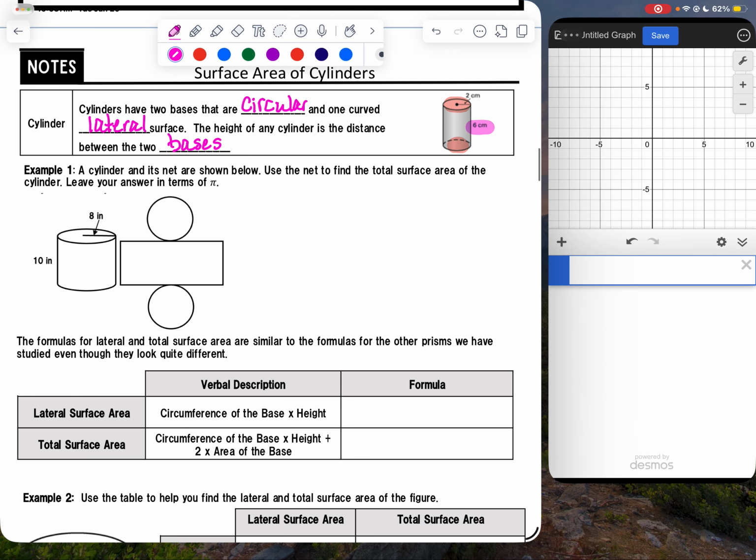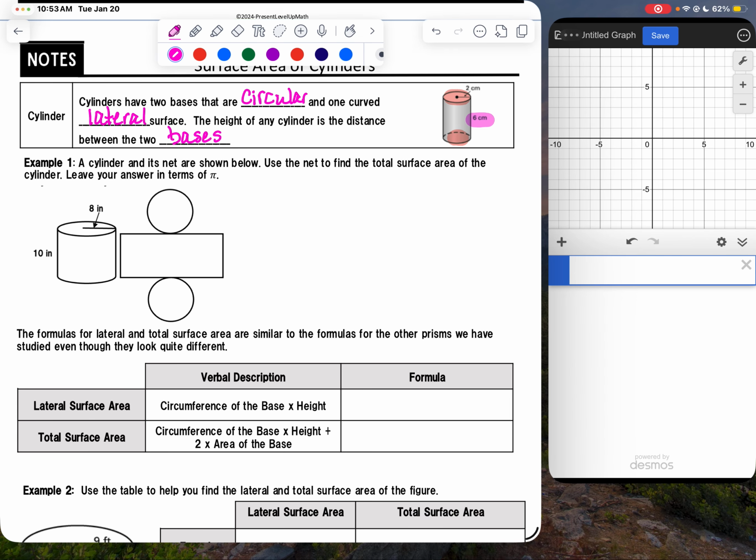In example 1, it said a cylinder and its net are shown below. Use the net to find the total surface area of the cylinder. Leave your answer in terms of pi. So when we unfold a cylinder, what we end up with is a circle top and a circle bottom, the two bases. And then if we unfold the other part, we have a rectangle. Now, if we want to find the total surface area, I need to find the area of each circle, the area of the rectangle, and then add all three of those parts together.